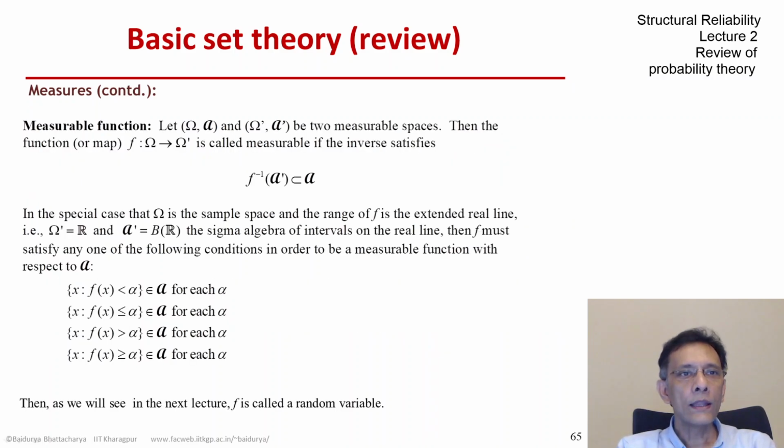And when the outcomes of the random experiments can be defined in numerical terms, that is, the sample space can be mapped onto the real line, and in particular onto the Borel field of intervals on the real line, we will call that map, the function, a random variable.